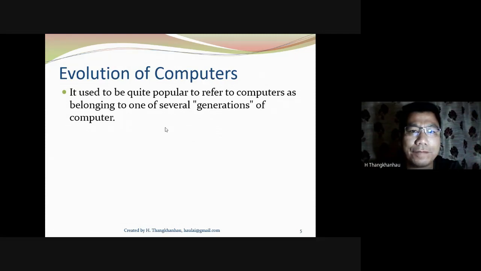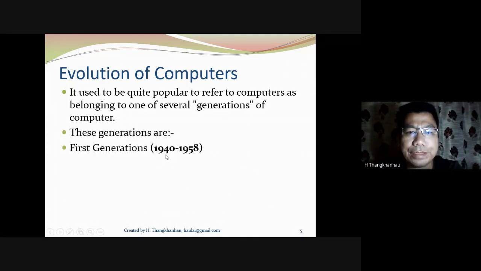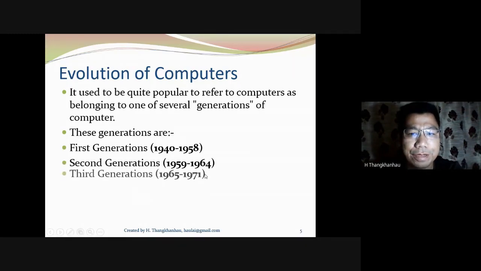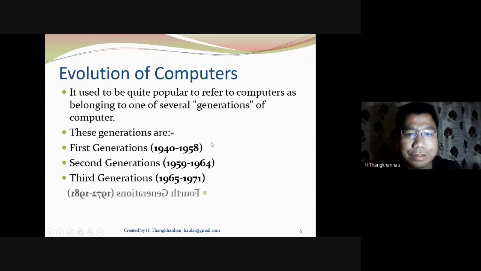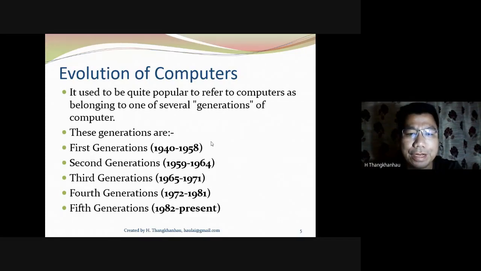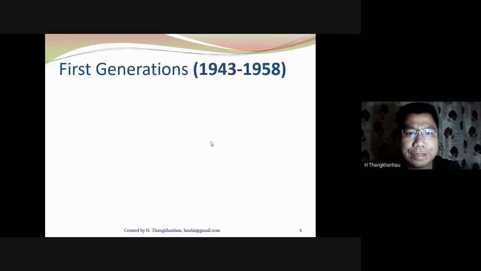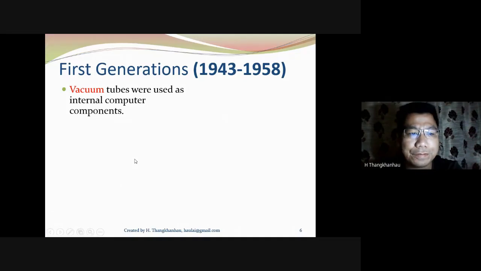Evolution of computers can be divided into different generations. So we have 5 generations. The first generation is from 1940 to 1958. The second generation is from 1959 to 1964. The third generation is from 1965 to 1971. The fourth generation is from 1972 to 80. And the fifth generation is from 1982 to the present. So I'll quickly go through the different generations of computers.